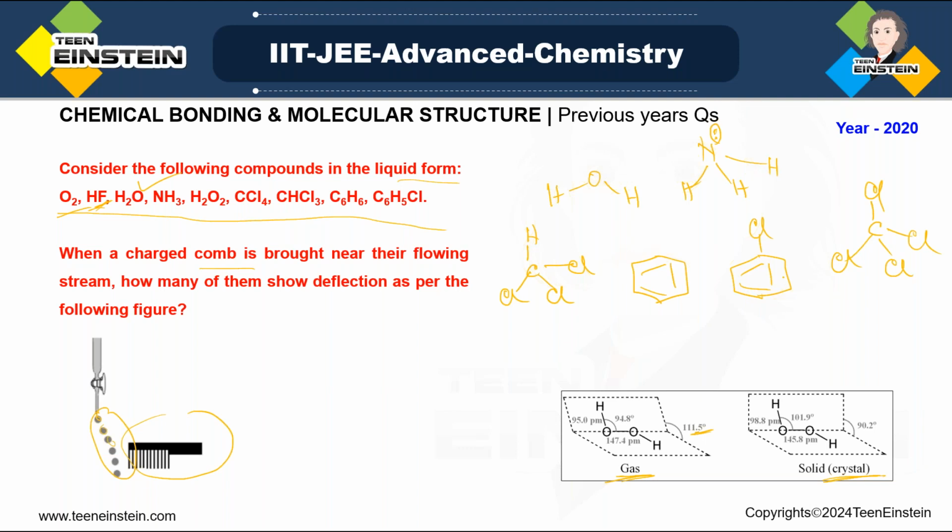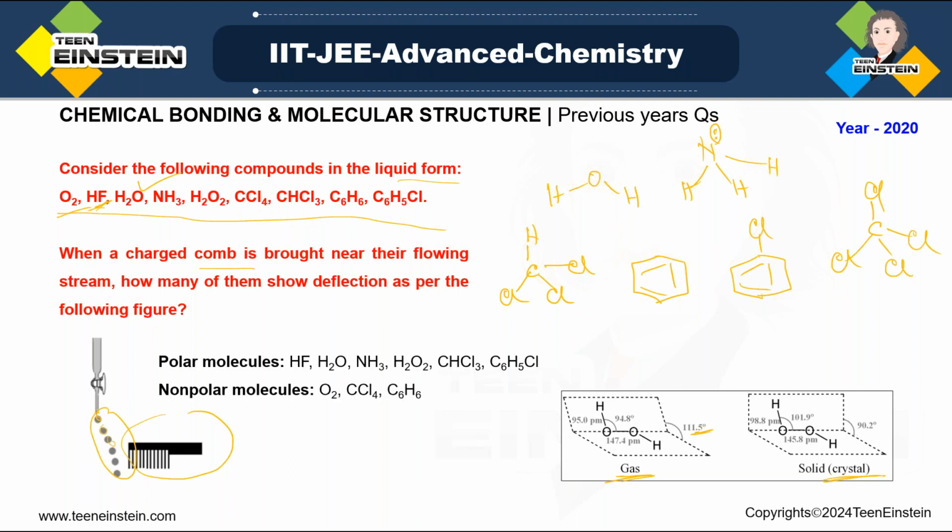So how many of them show deflection means how many of them will be polar. So here the non-polar ones are basically only 3, and the rest of them, that is 6, total 6 plus 3, 9, out of 9, 6 will show deflection. Okay, so these are the answers, integer question.